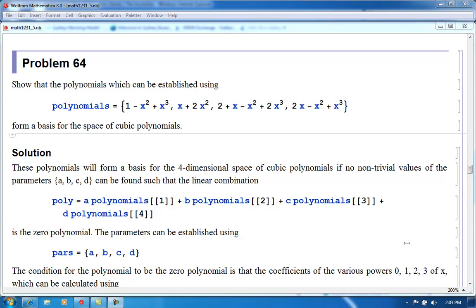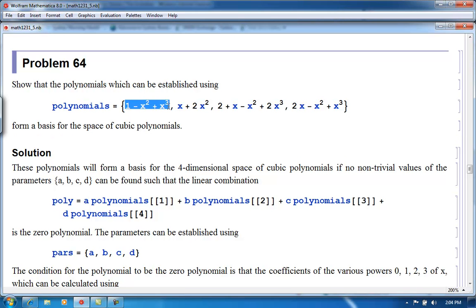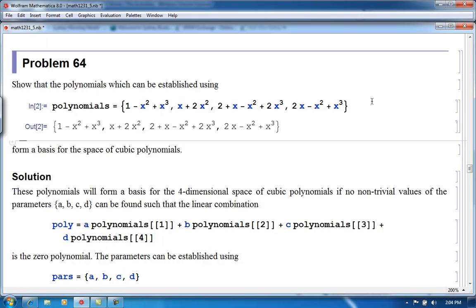Well, hello friends. I'm going to give you the solutions of the two problems we didn't finish in this week's tutorial. The first one is problem 64, and we're asked to show that the set of four polynomials like so, cubic polynomials, which we need to establish, form a basis for the space of cubic polynomials.